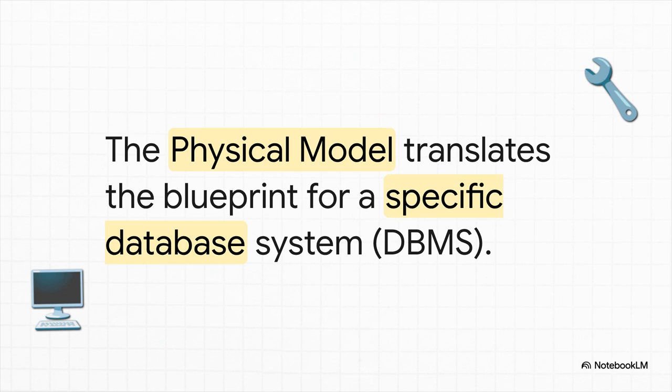And finally, the physical model. This is where the rubber meets the road. It adapts that blueprint for a specific construction site. In our case, a database system like Oracle or SQL Server. This is where we define the exact data types, indexes, and all the other nitty-gritty details to make sure the system runs fast and efficiently.